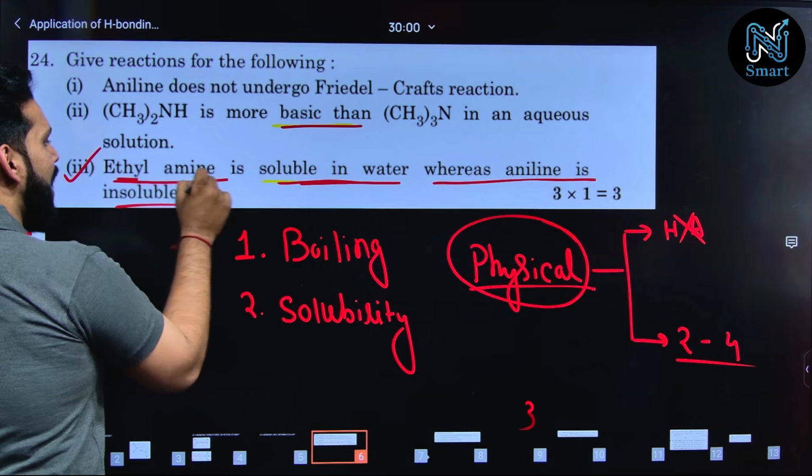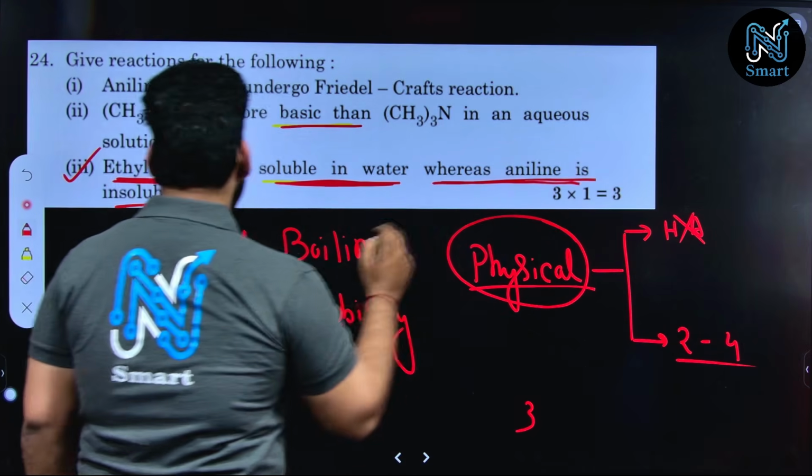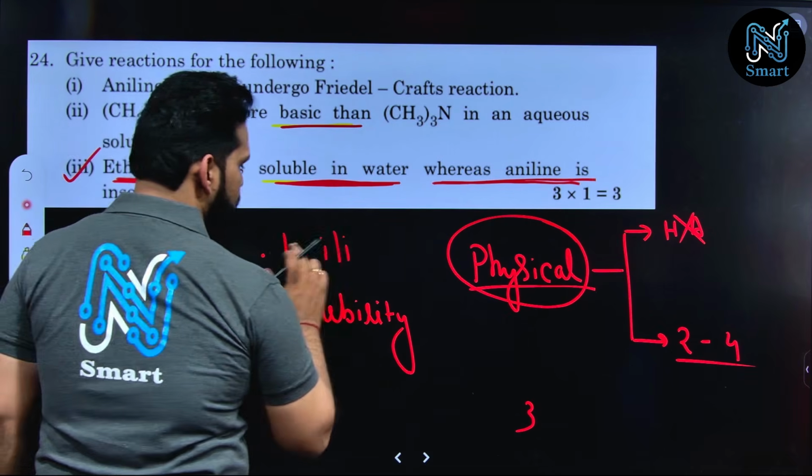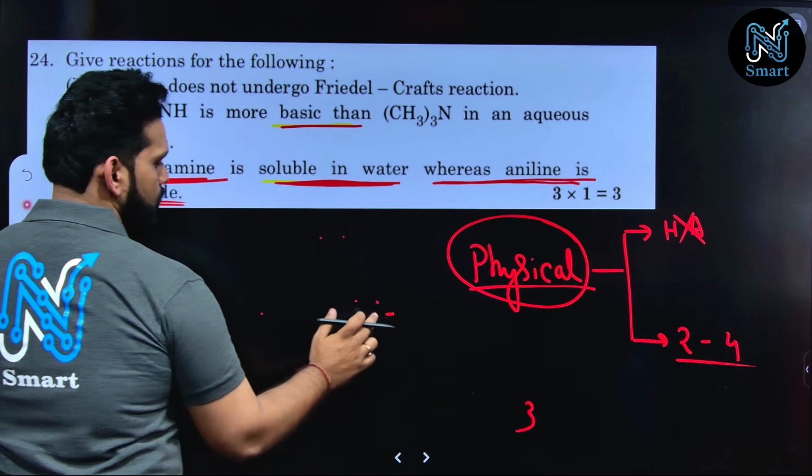See, ethylamine is soluble in water, whereas aniline is insoluble in water. So how can you solve this question? I'm going to rub this part off first. See now.